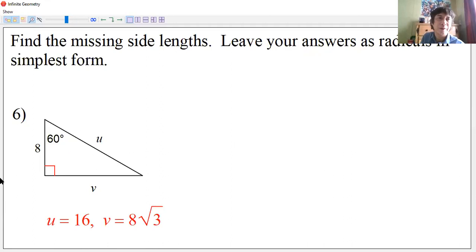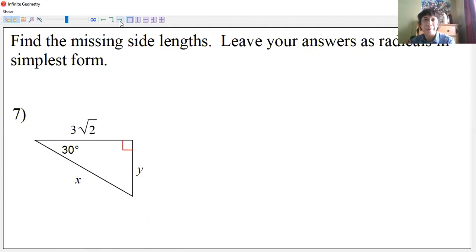Let's do number 7. Okay, here is number 7, another example of a 30, 60, 90 right triangle. Let me just write the given. Let's write the drawing. We have 30 degrees over there, and we have 3 square root of 2. We have the 90. We're looking for the leg Y and hypotenuse X.